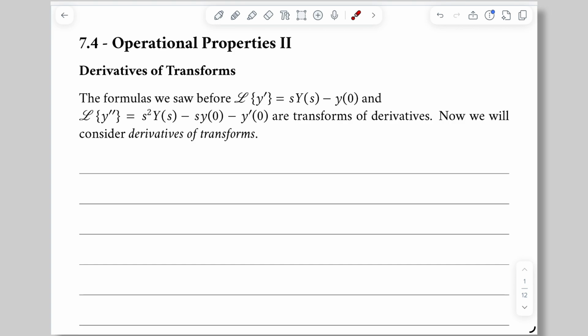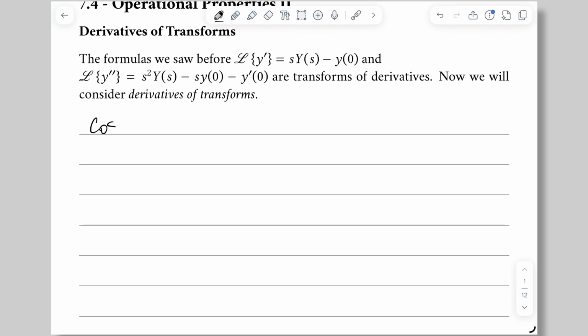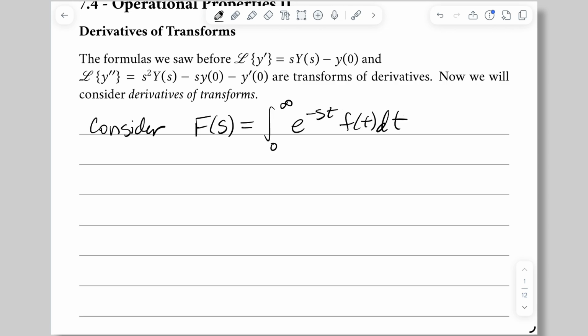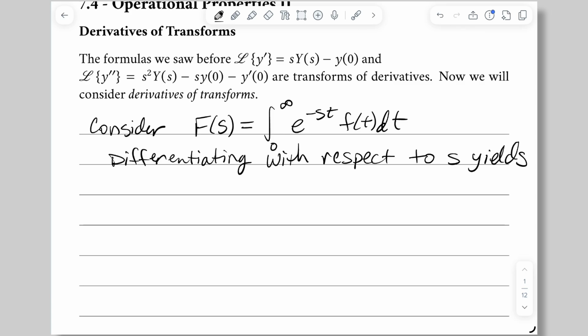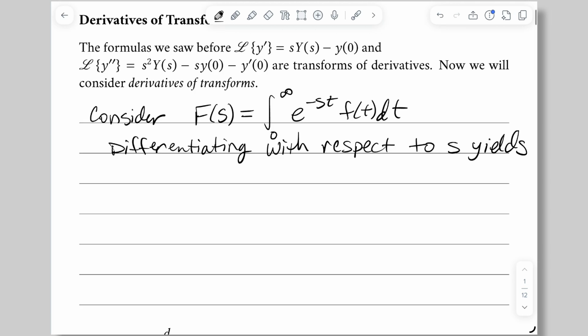In previous videos, we saw how to transform y prime and y double prime, and these are transforms of derivatives. Now we're going to consider derivatives of transforms. Uppercase F of s is the transform of f, so it's the integral from 0 to infinity of e to the negative st times f of t dt. What we're going to do now is differentiate with respect to s.